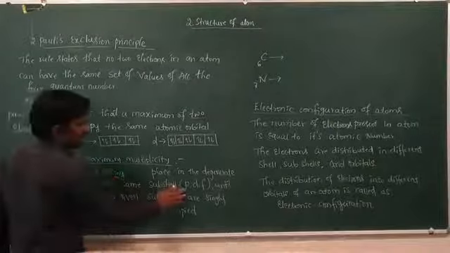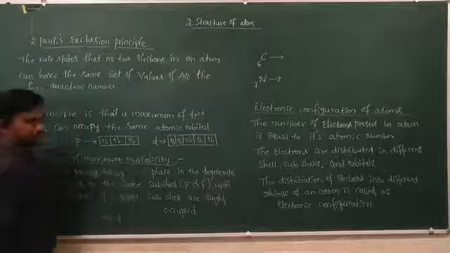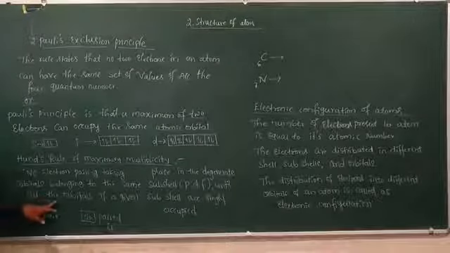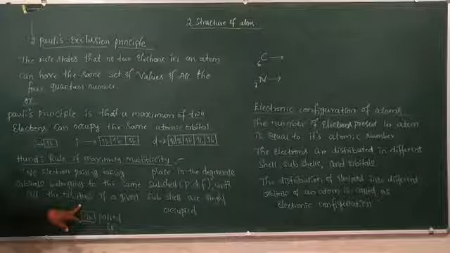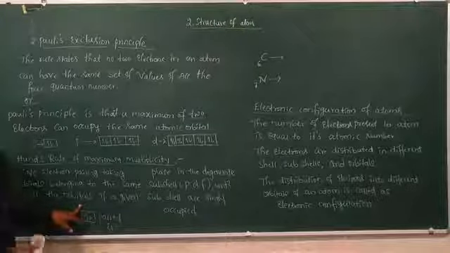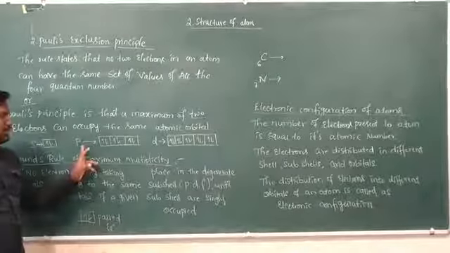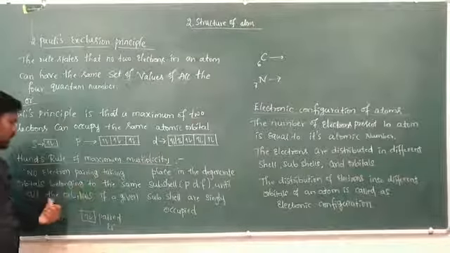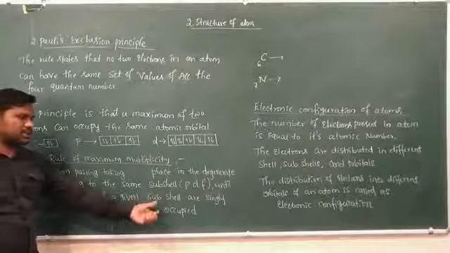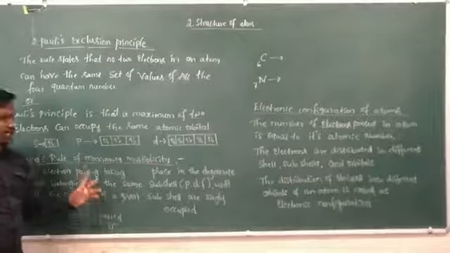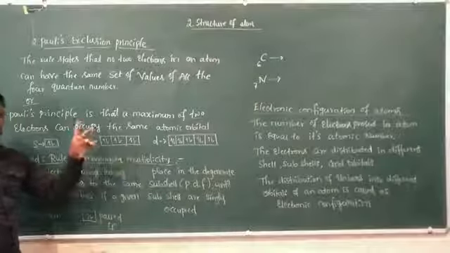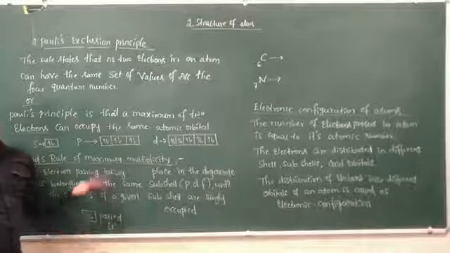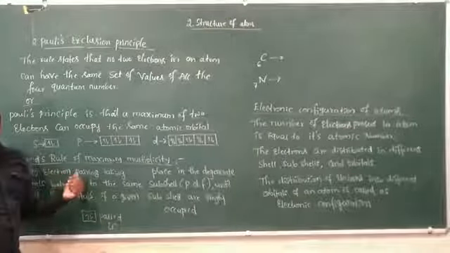It may be s, p, d, f, until all the orbitals of a given subshell are singly occupied. Whichever subshell you take, s or p or d, taking p means all three orbitals are singly occupied first, and only then will pairing happen.